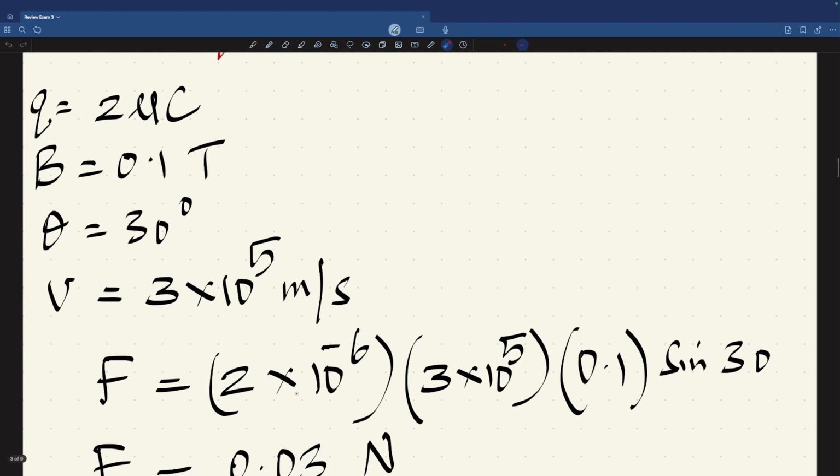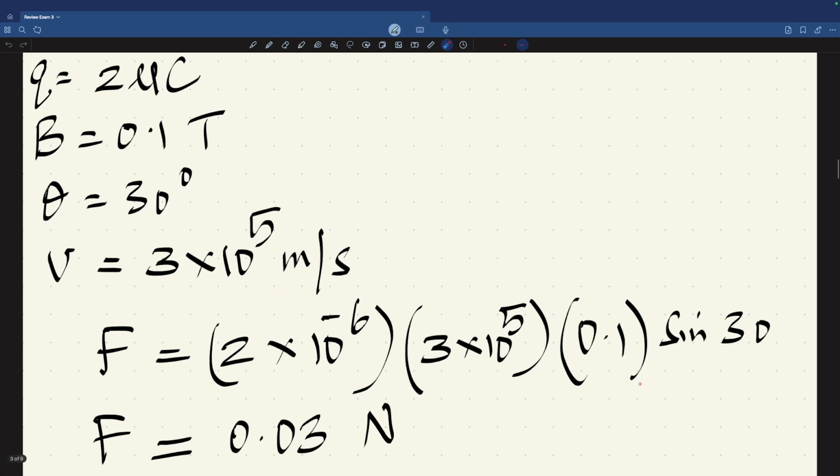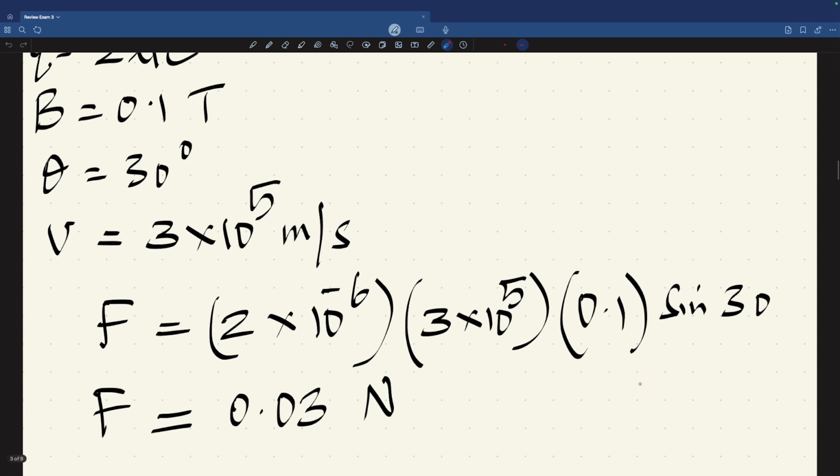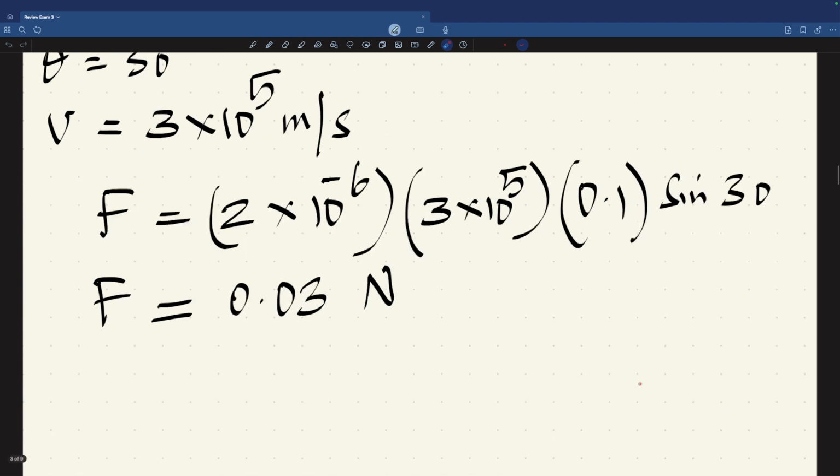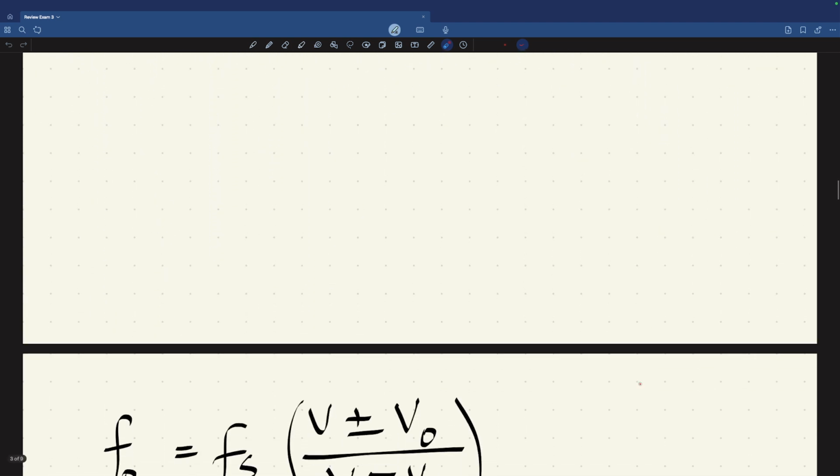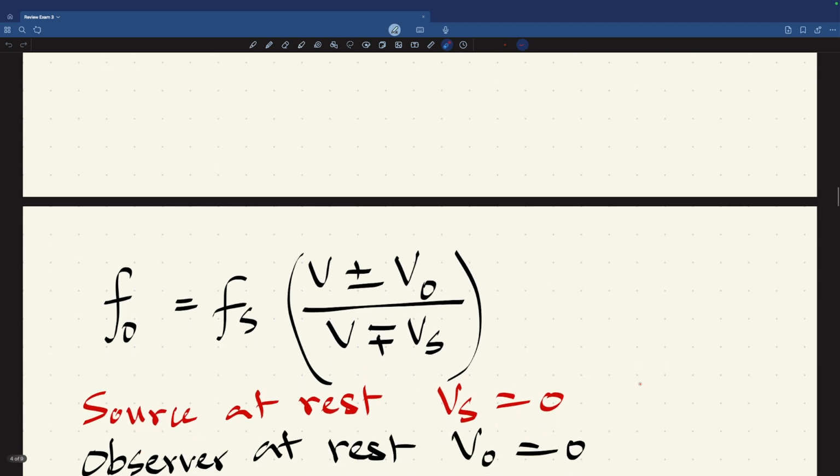And then, so Q, velocity, strength of the magnetic field, sine of the angle. Be careful when you take the sine of the angle, your calculator must be in degrees, not in radians. When you do the math, you get 0.03 newtons.